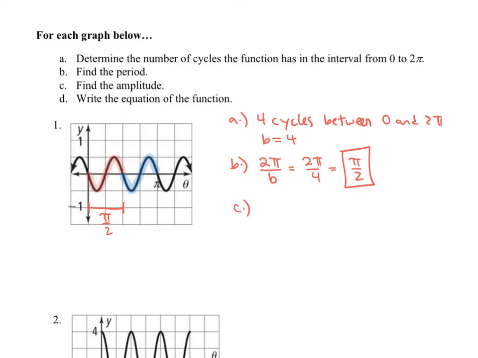And part C, find the amplitude. The amplitude is the distance from the midline to the maximum value, or the midline to the minimum value. Either way, in this case, every box or tick mark on the y-axis is half of a unit, so this amplitude is 1/2.